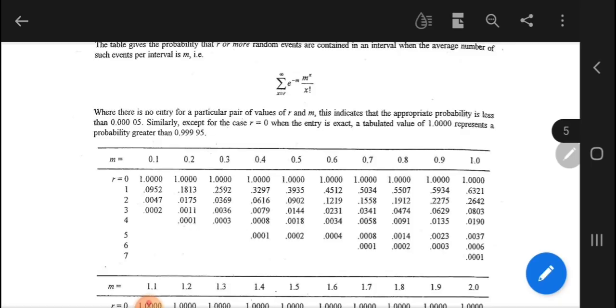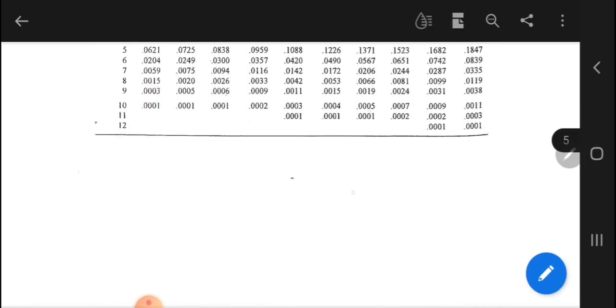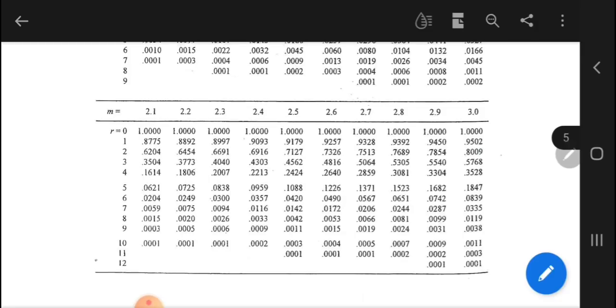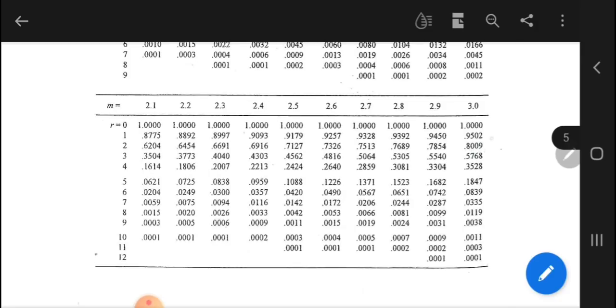So tadi our lambda is 3. Let's have a look. Lambda 3 is over there. And then you want your R, which is your X, equals 2. So your answer will be 0.8009. Tapi kenapa dia tak sama? Tadi kita dapat 0.2240 guna formula kan?